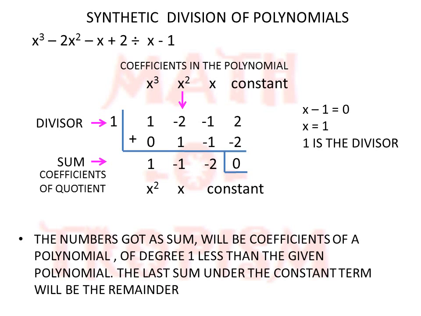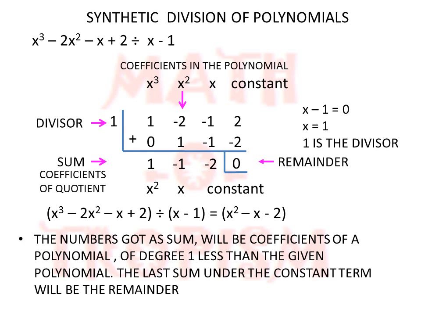So when we divide x cube minus 2x square minus x plus 2 by x minus 1, we get the answer as x square minus x minus 2, and the last entry is the remainder. Here the remainder came to 0, so it means it has divided perfectly. So x minus 1 is a factor. In some examples, instead of 0 there will be a remainder.